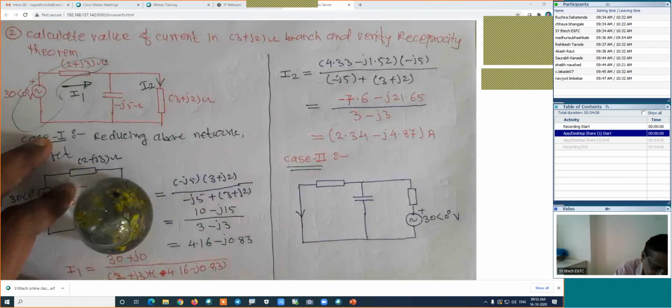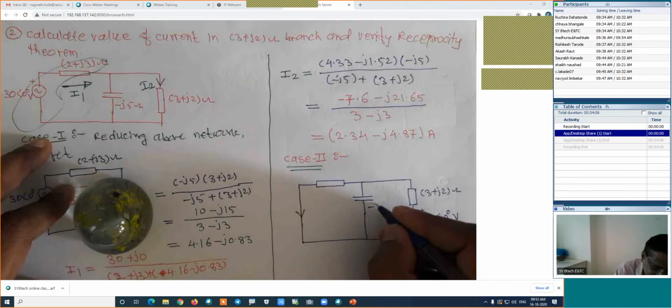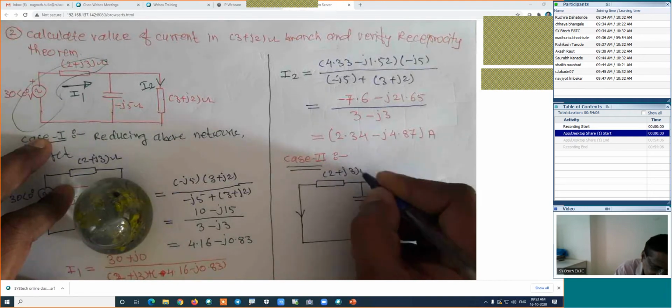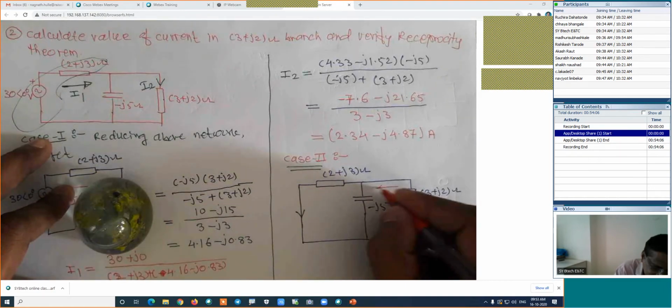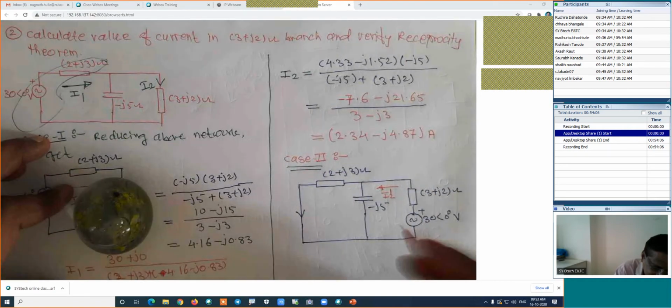At the same time, I will give some different names. Before that, I will write the values. This is 3 plus J2 ohm. This is minus J5. This is 2 plus J3. I will give names to the current. This current in the second case, I will name as I2 dash, because here I took I2, so here I will name it I2 dash. But the direction is actual.